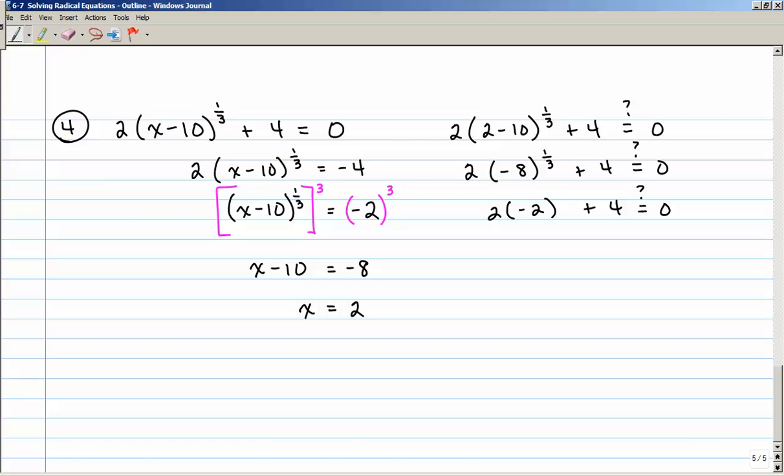Oops, forgot my question marks. Okay, so is -4 plus 4 equal to 0? Indeed it is. It does check. So x is equal to 2.